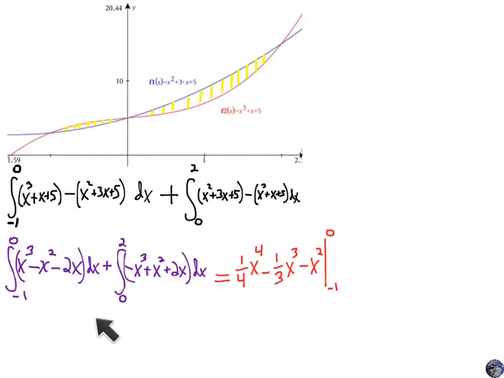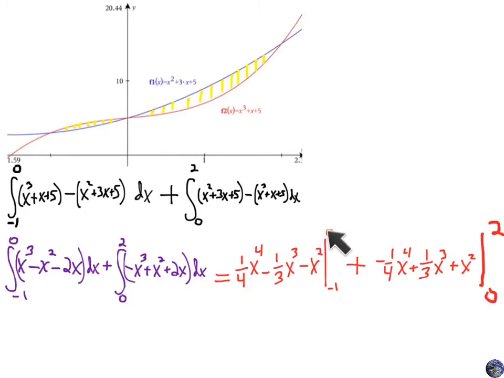So that's that integral. And now we do the same thing with the second integral. And again, it's going to be exactly the same answer, but the signs will be changed. So we're going to add the second region being negative 1/4 x to the fourth plus 1/3 x cubed plus x squared, and this time we're going between 0 and 2.